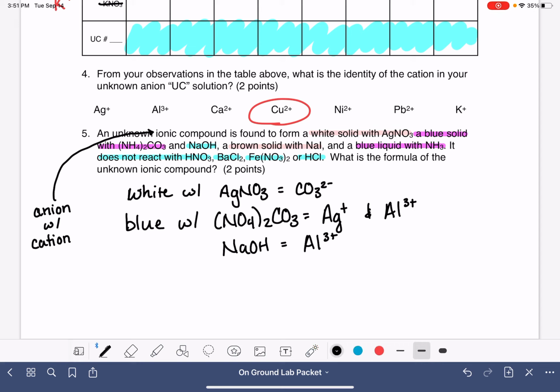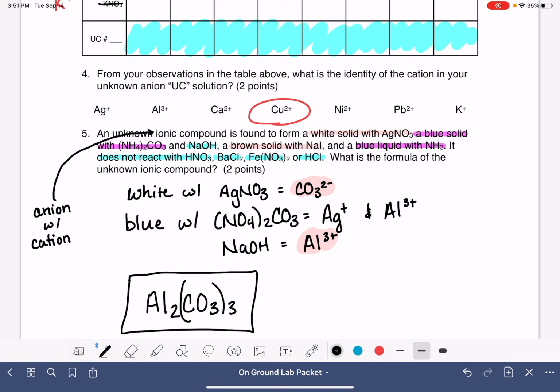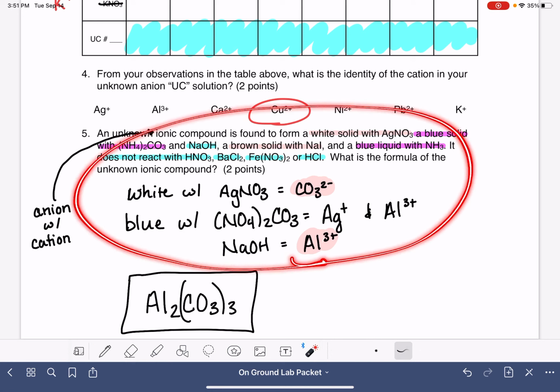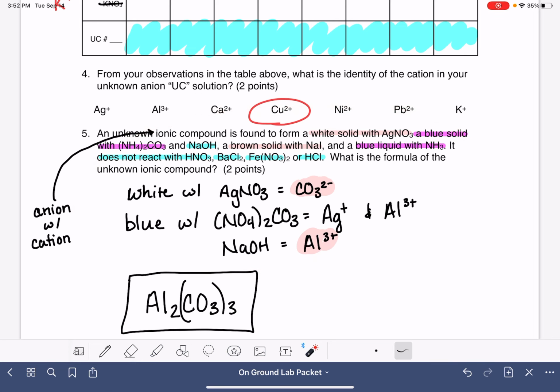Now let's just pretend I've done that and I ended up with the anion CO3 2- and the cation Al3+. Your last job is to combine them together in a way that gives you an overall charge neutral molecule. You're going to want to write it in the form of an ionic compound, not as individual cations and anions. Like I said, this is going to be the trickiest part of this whole post lab. So take some time, make good notes, and if you have questions or get stuck, just ask.